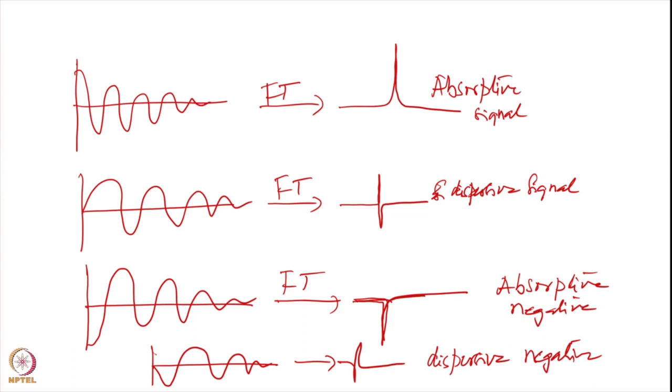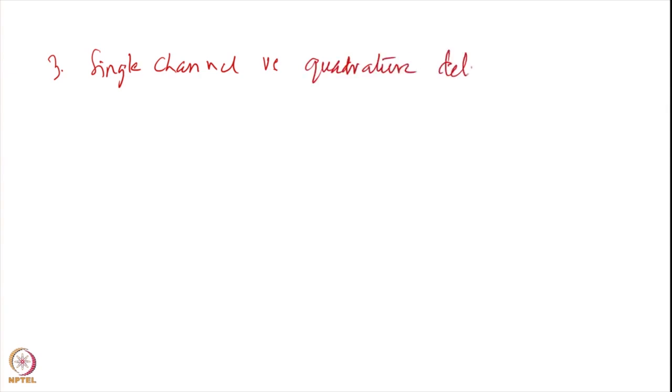And now let us look at the detection system. There are two kinds of detection systems, and that is called single channel versus quadrature detection. Okay, so now first let me see the single channel.